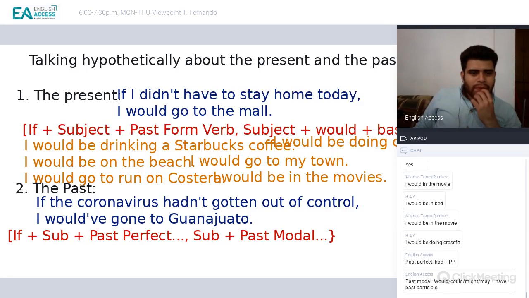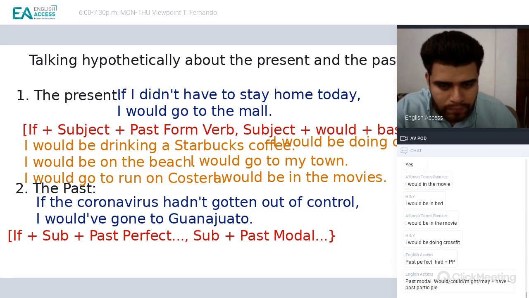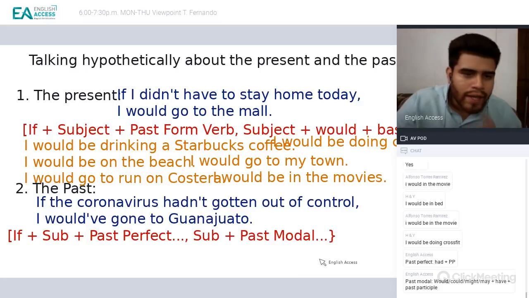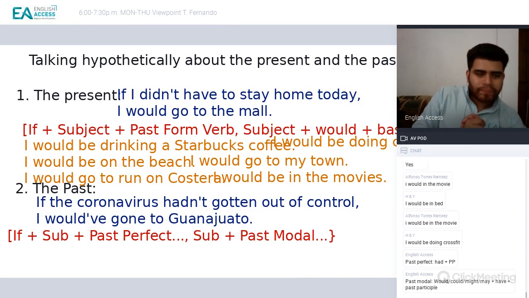Okay, so check this out. If subject, past perfect, subject, past modal. We have if subject, the coronavirus, past perfect, hadn't gotten, subject, I, past modal, would have gone. If the coronavirus hadn't gotten out of control, I would have gone to Guanajuato.